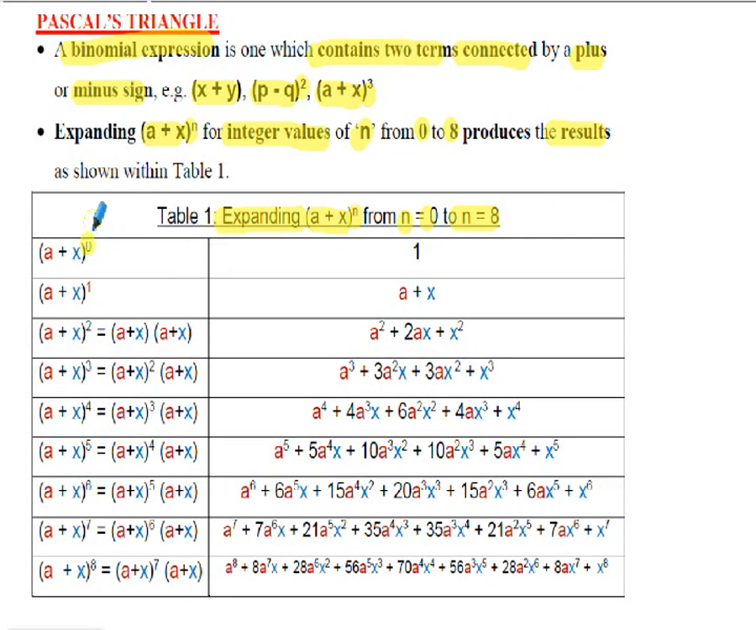Don't forget anything to the power of 0 is 1, so a plus x to the power of 0 gives us 1. Anything to the power of 1 is itself, so a plus x to the power of 1 is a plus x.